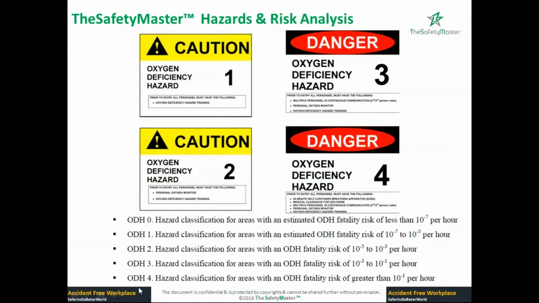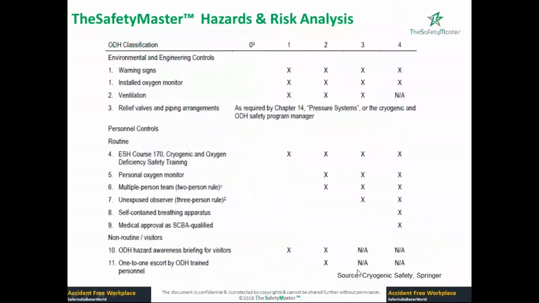Because in ODH 4, the hazard classification for fatality rate is greater than 10 to the minus 3 per hour. So chances of fatalities are very high in ODH 4. So these are the various ODH classifications. Warning signs should be there for all. Oxygen monitor should be there for all. Ventilation only for ODH 4. The moment the oxygen level is dropping, the ventilation will be on.